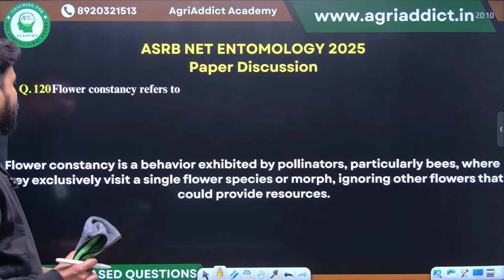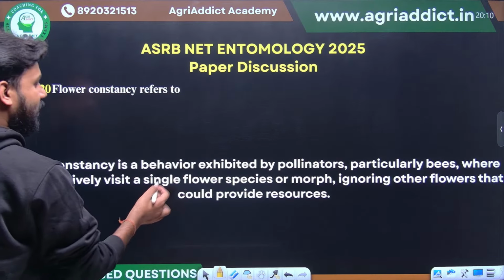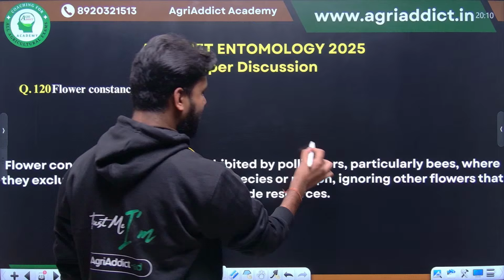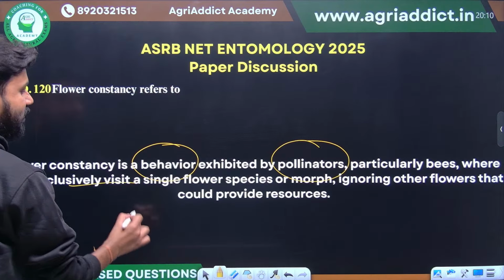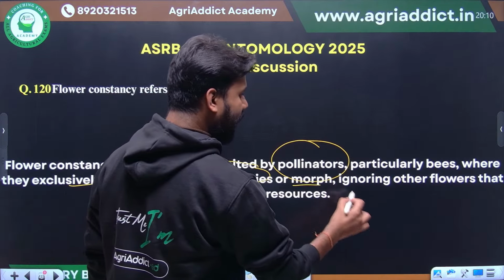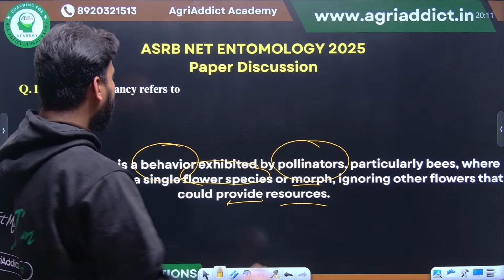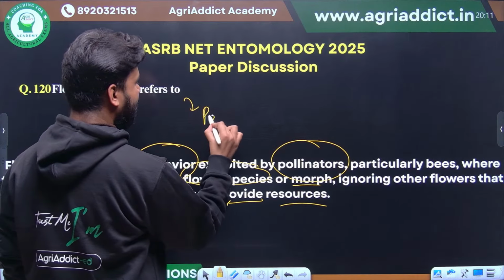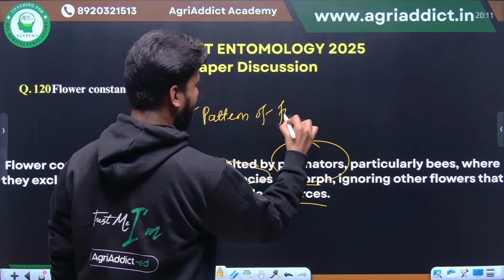Next question is, flower constancy refers to, it's a behavior exhibited by pollinators like bees, where they exclusively visit a single flower species or morph, ignoring other flowers that could provide resources. So the correct answer will be pattern of foraging.